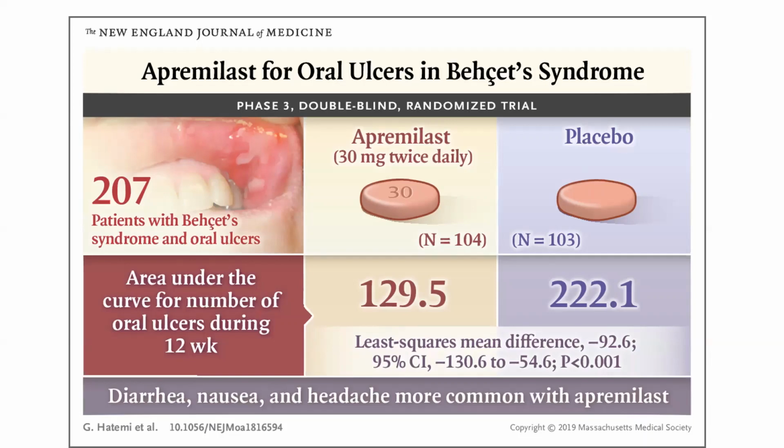The area under the curve for the number of ulcers was 129.5 for apremilast as compared with 222.1 for placebo. So apremilast actually resulted in greater reduction in the number of oral ulcers than placebo, but was associated with some adverse events such as diarrhea, nausea, and headache.